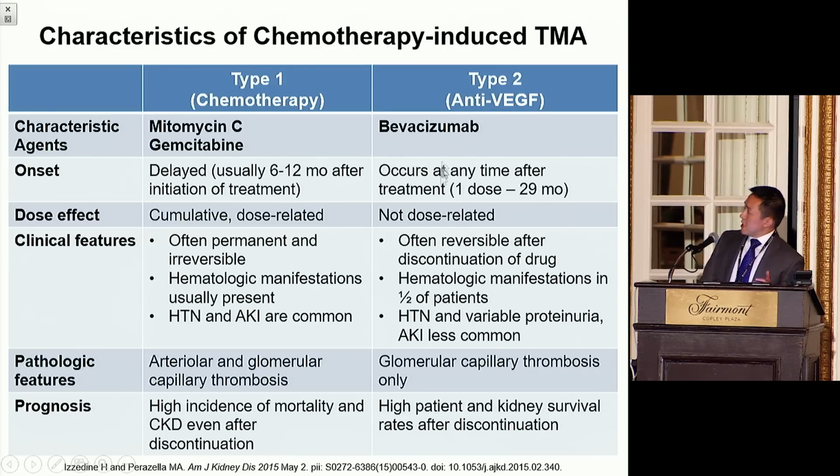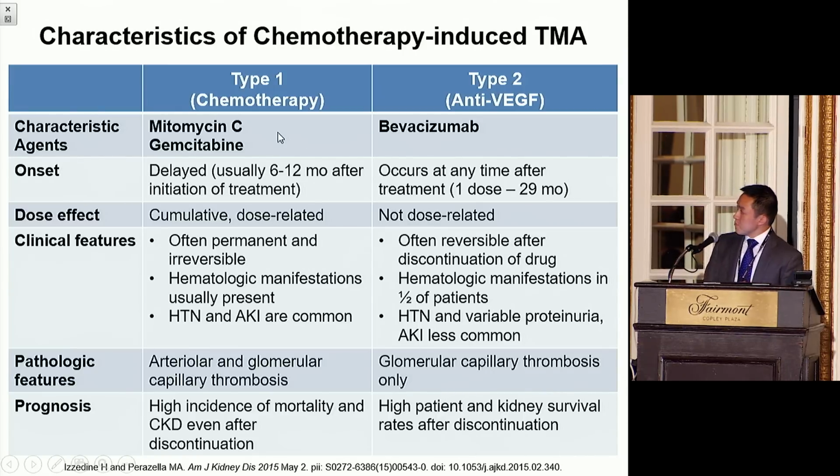By contrast, patients who develop TMA from an anti-VEGF agent can develop the TMA at any time after the treatment, even after a single dose. So it's not thought to be dose-related. When you stop the drug in these patients, frequently the proteinuria, the hypertension, and the AKI can be reversible. And the long-term outcomes are generally much better than in those who have the TMA from the conventional chemotherapy.